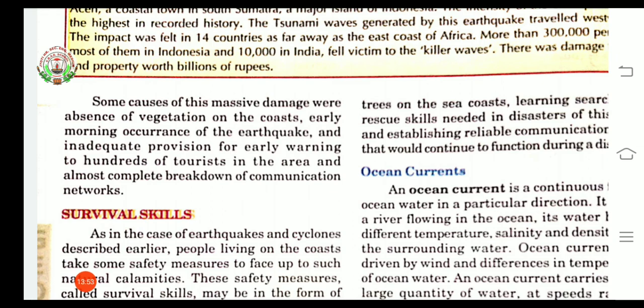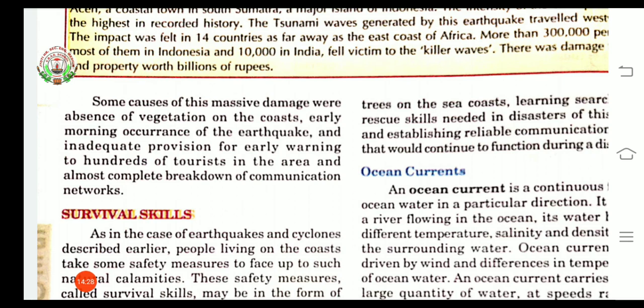Okay. Fourth is learning search and rescue skills, which are needed in disasters such as earthquakes and cyclones. If any natural calamity occurs, it will be very difficult to find the missing people. So those who have this survival skill can easily search for people, and if they find anyone in trouble, they can rescue them.